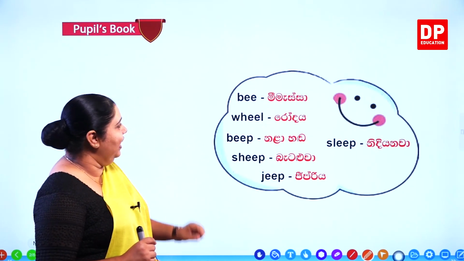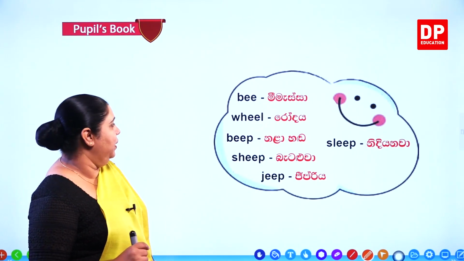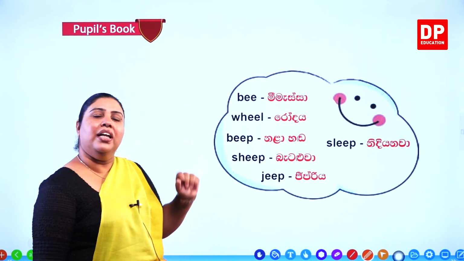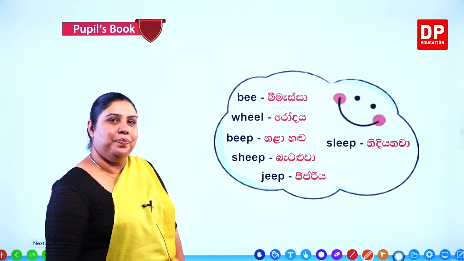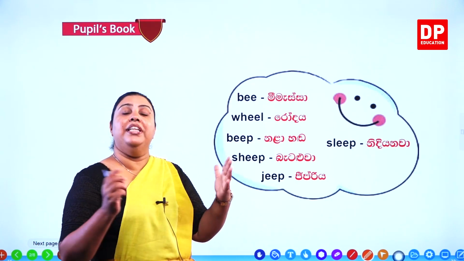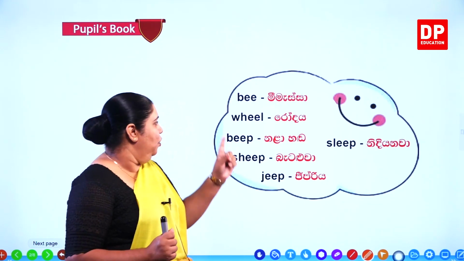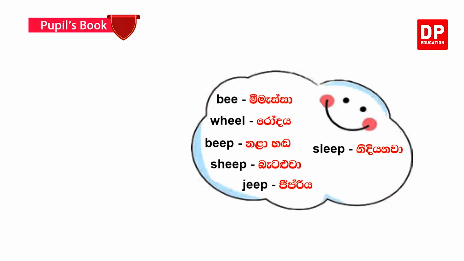Right? Then the next one. Look at the next word. Wheel. Wheel. What is a wheel? A wheel is a round wheel. Wheel. Let's take a look at the third one.